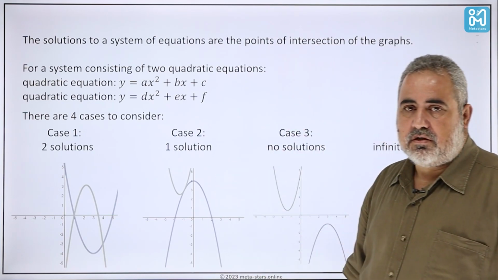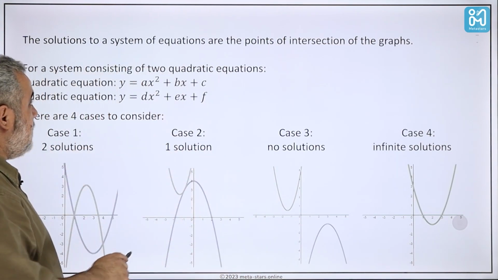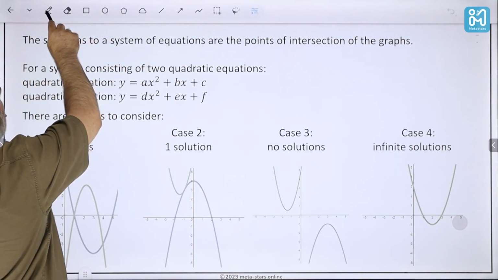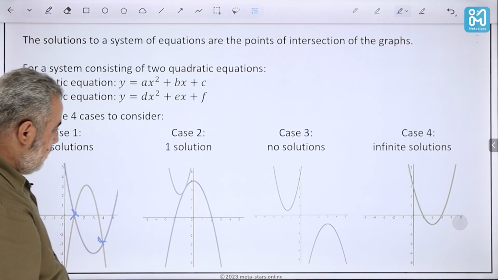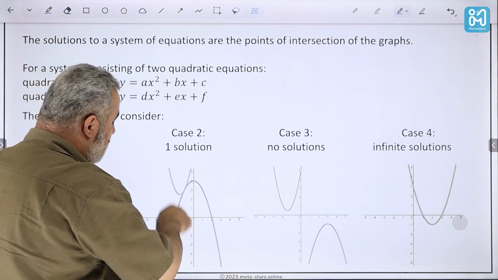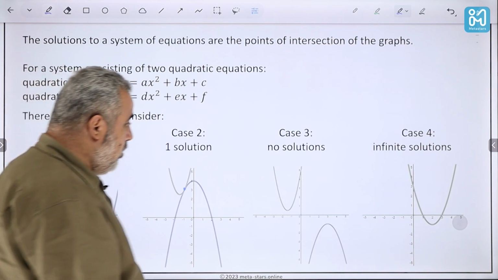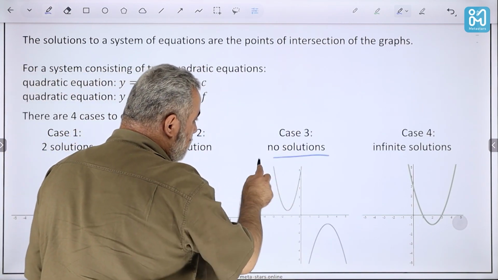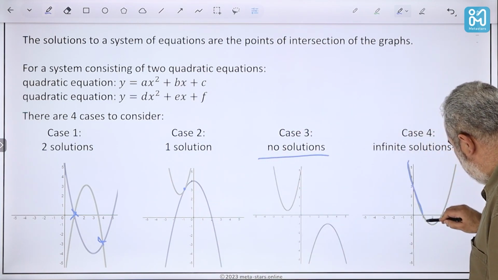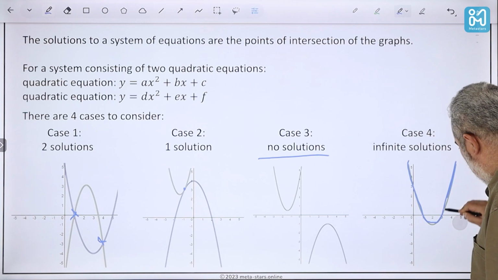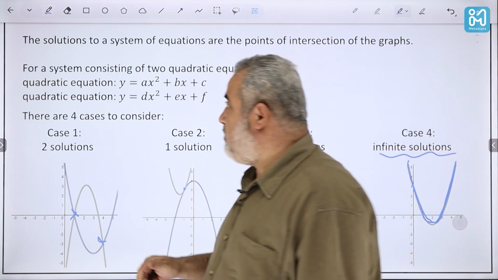We have four cases. Either these two equations intersect at two points, here and here, or they have one solution, where they touch each other, or they are far away from each other and there is no solution, or the two graphs are on the same curve, overlapping, so there are infinite solutions. So we have two identical graphs.